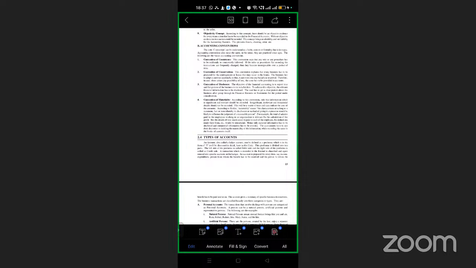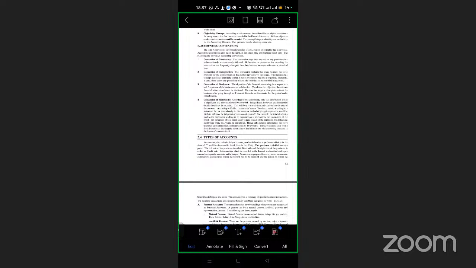First, the convention of consistency. Here we should maintain the rules we are following. For example, if we are following depreciation on the fixed installment method, the same has to be followed for all years. Whatever method you are following should be consistent and the same. Next, conservatism. This tells us that every business has to be prepared for contingencies or losses that may occur in the future. This also has to be kept in mind.